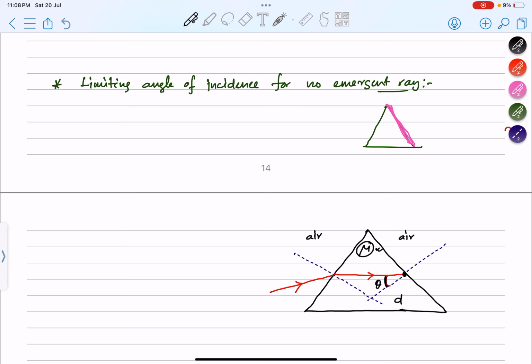This is denser, this is rarer. So it's a typical case. If theta becomes greater than the critical angle for the material of the prism, then there would be no emergent ray. Total internal reflection will happen here.